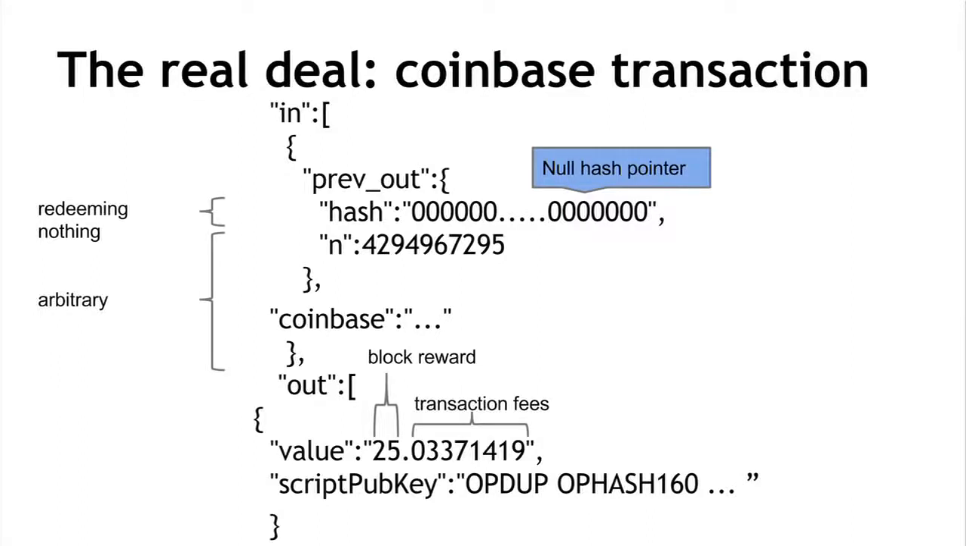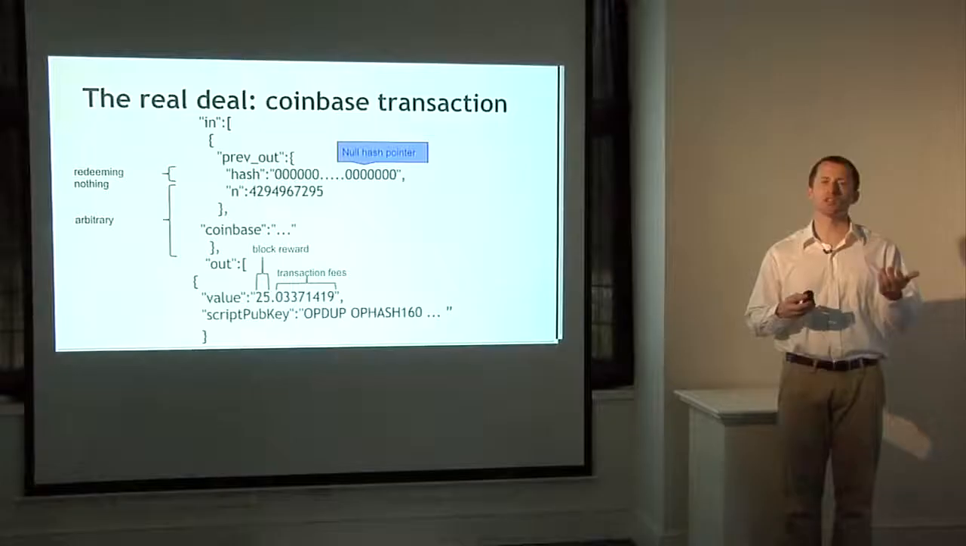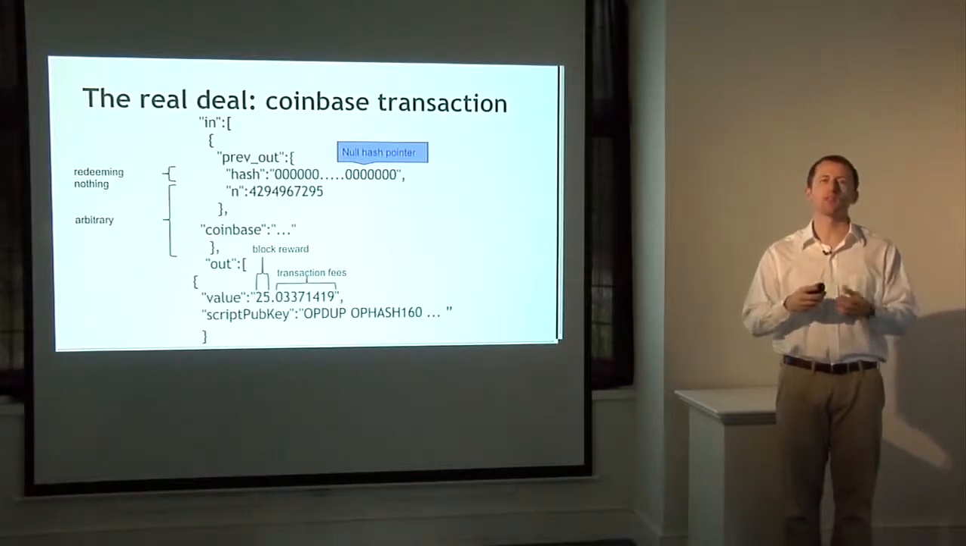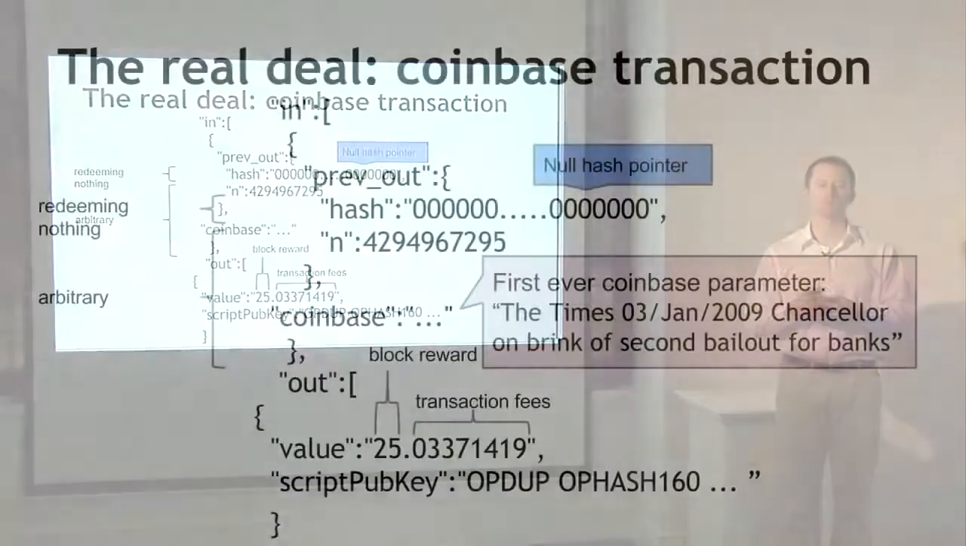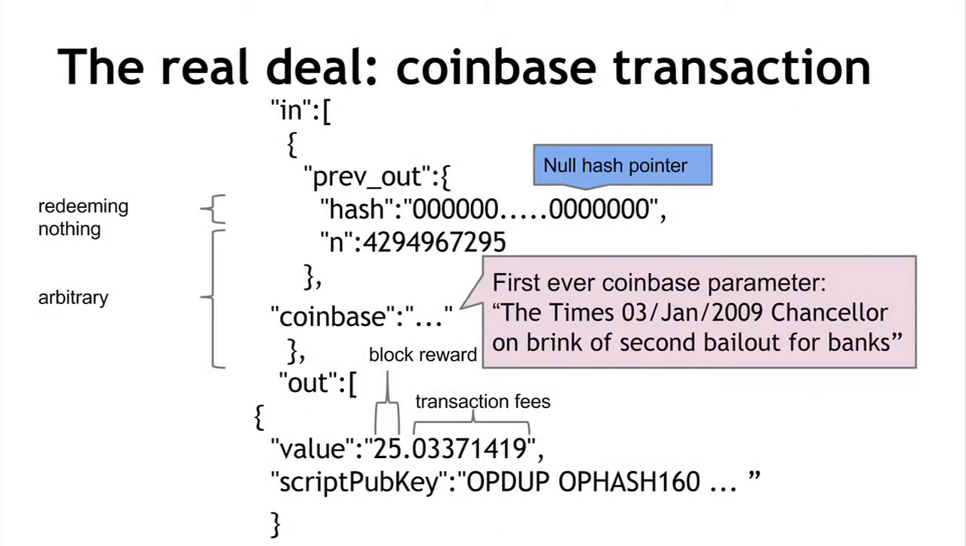So the pointer to the output transaction that this coinbase transaction is receiving is a null pointer. It's a hash of all zeros. And this is an indication that since this is the creation of new coins, there is no antecedent. There's no previous transaction that's being consumed to create these coins. And there's also this special coinbase parameter. And the coinbase parameter is completely arbitrary. The miners can put whatever they want in there.